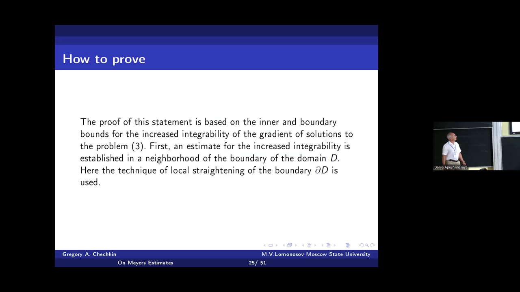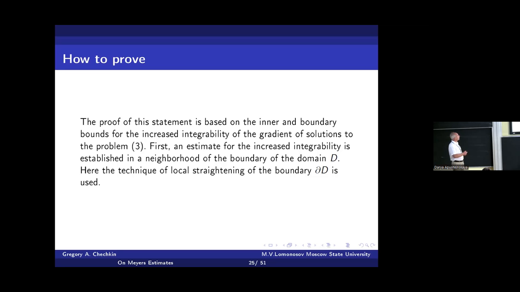Just briefly about the proof. I'll show you how to apply this result, and I'll give you some examples. And also, I want to tell you some words about another type of inhomogeneous problems, with some rapidly alternating something, not only on the boundary.